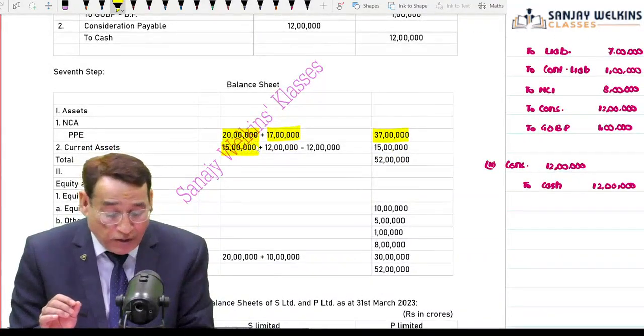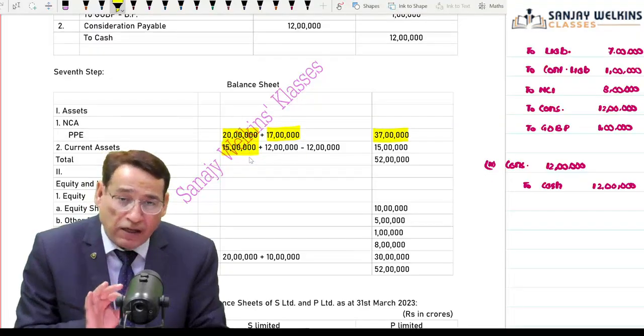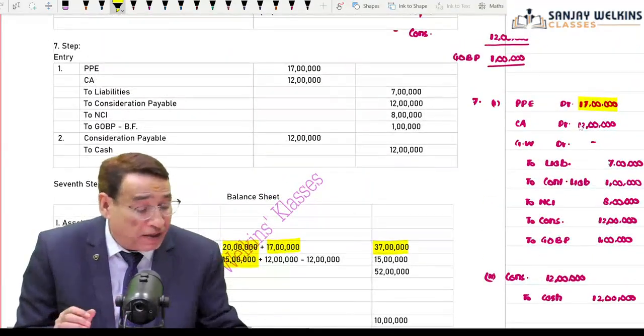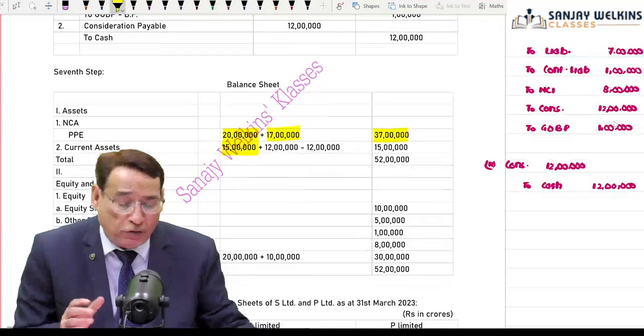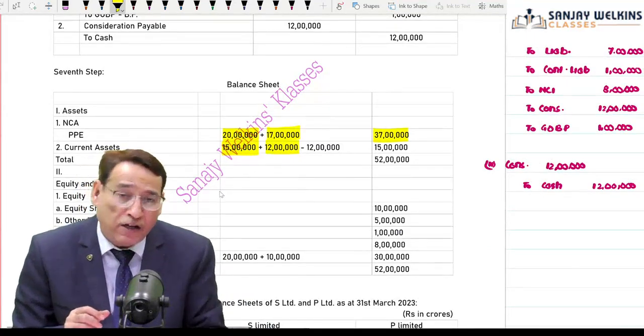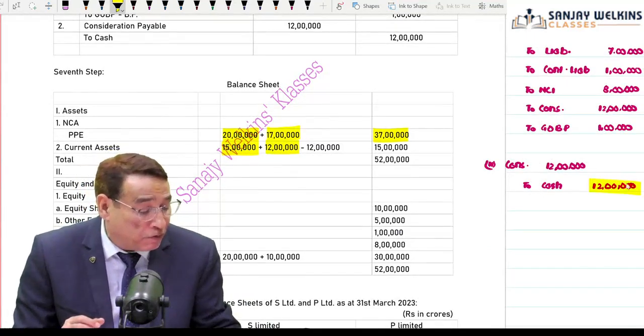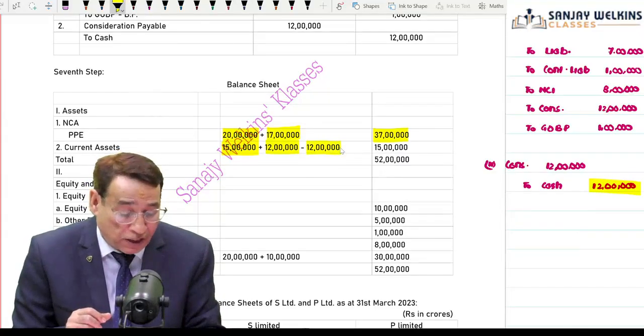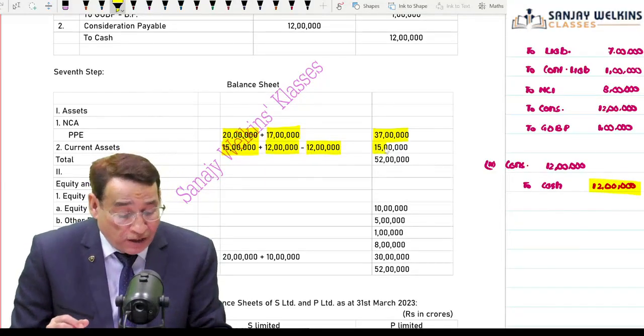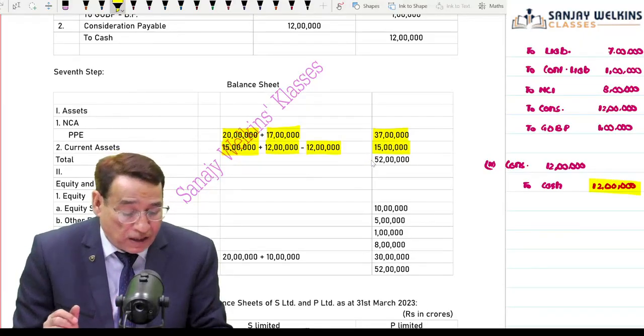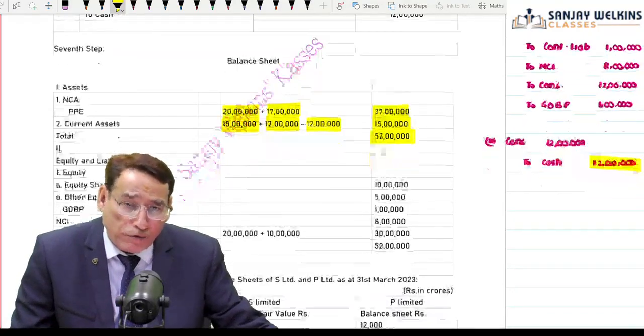Similarly, acquirer's current asset is 15 lakh. And we have taken over the current asset at 12 lakh. So at whatever value we are going to take over, we are going to add here. But because we are making a payment of 12 lakh also for consideration, I will subtract cash. So ultimately my current asset will be 15 lakh. In this case, there is no goodwill. So total will be equal to 52 lakh.